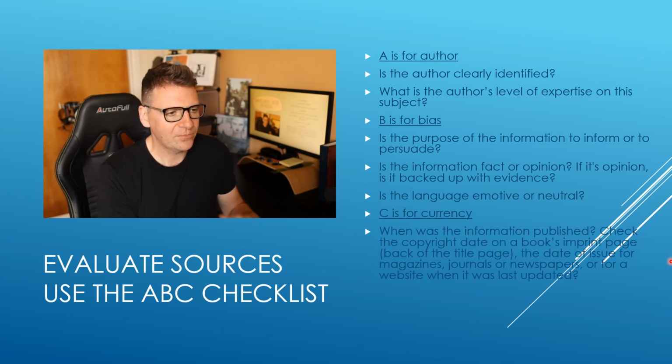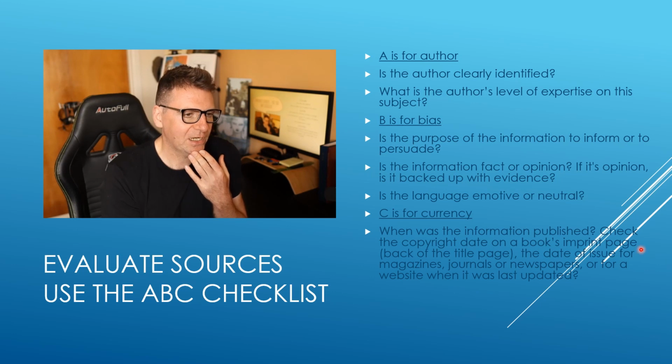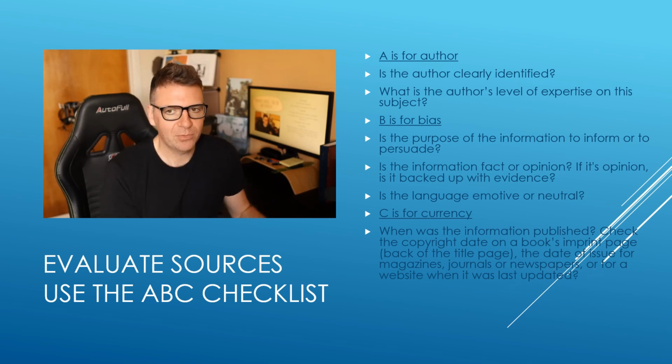So when was the information published? So check the copyright date in the book's imprint page, okay? The date of issue for magazines, journals, and newspapers, or for a website when it was last updated, okay? So there's no point pulling information from a website that is out of date, or pulling information from a website that has a particular agenda.